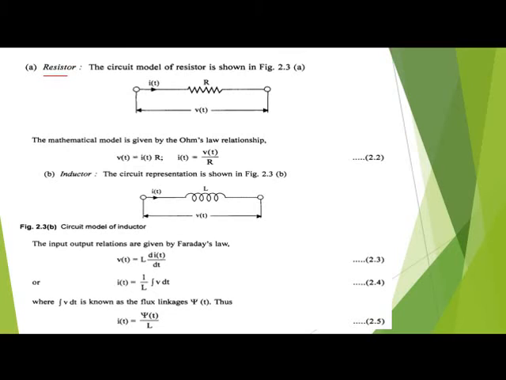Similarly for the inductor, the circuit representation is given, with current I of t through the inductor and applied voltage V. The model is V equals L into di by dt, the voltage in terms of current. The same thing can be written in terms of current: I of t equals 1 divided by L times the integration of V of t. The integration of V of t is also known as flux linkage psi.